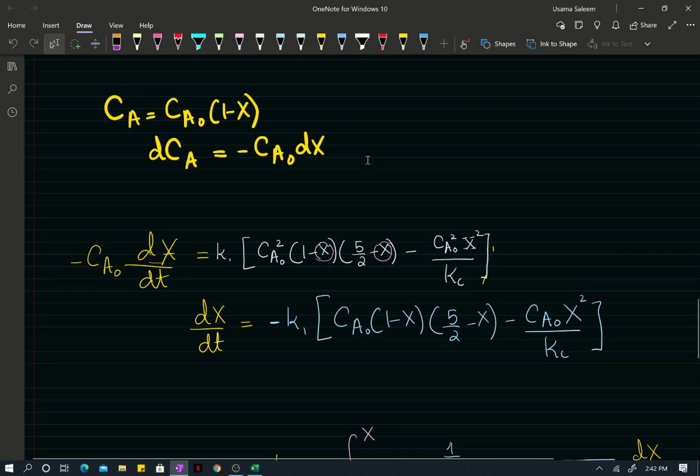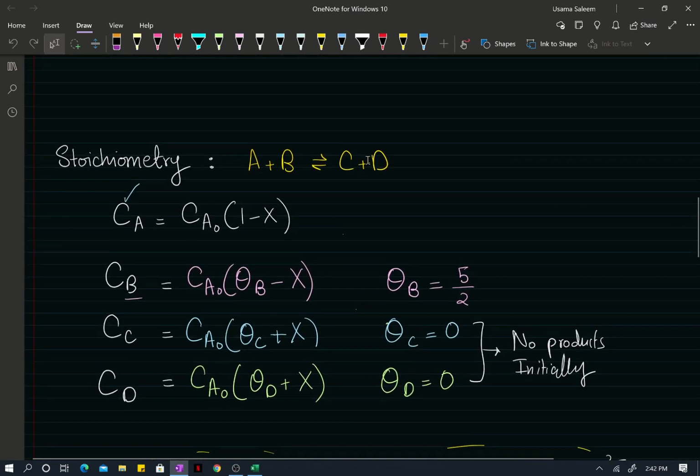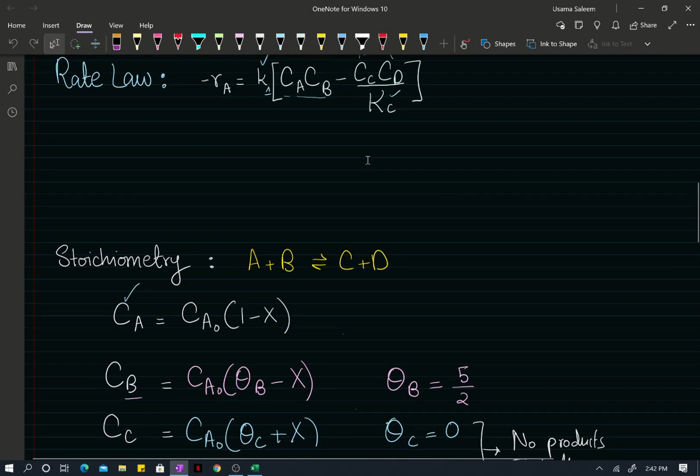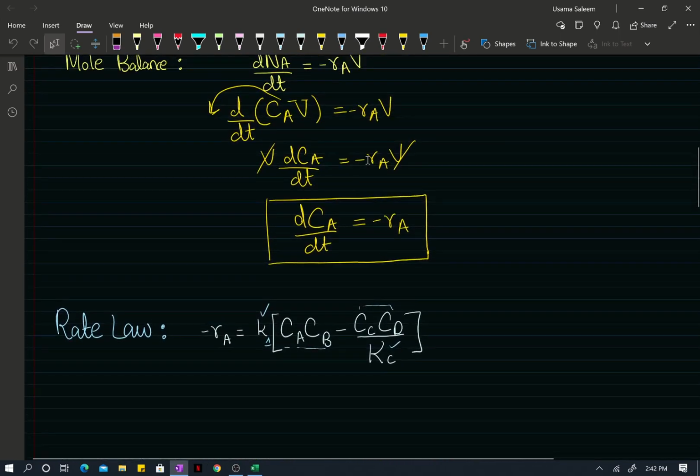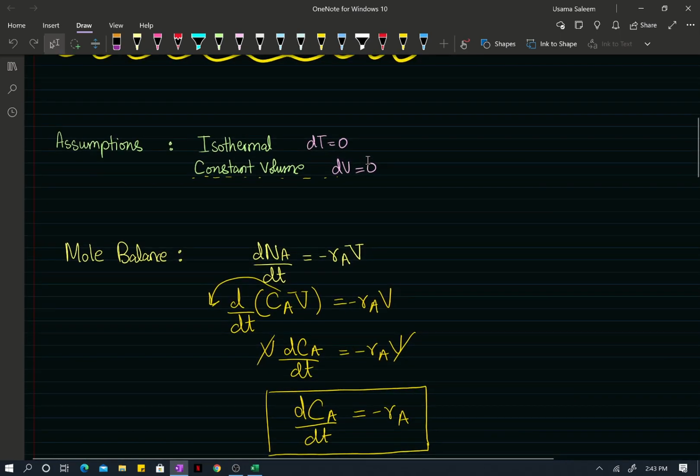So, once again, we have the batch esterification reaction, and in the previous part of this video, we developed the equations. I just want to point out, it came to my attention that I made a mistake here.